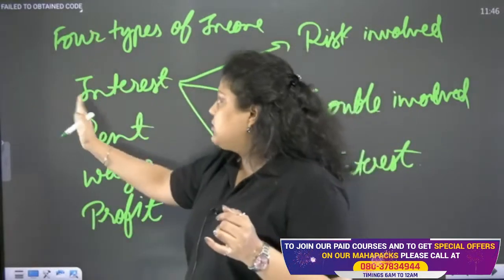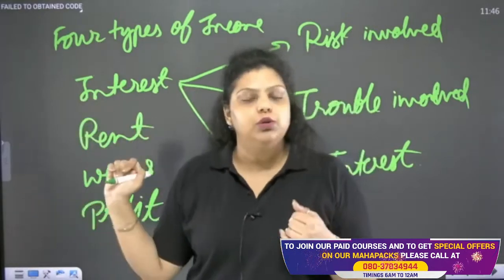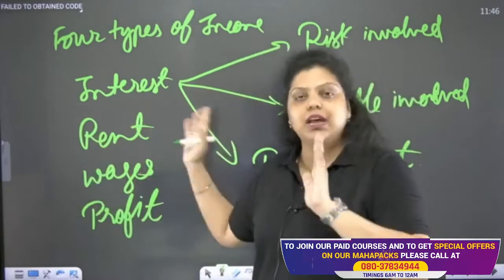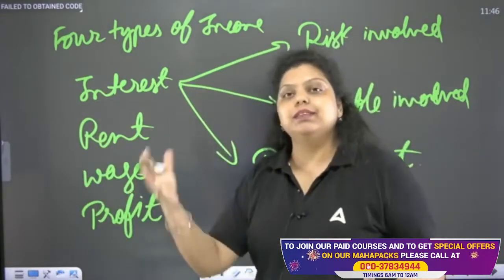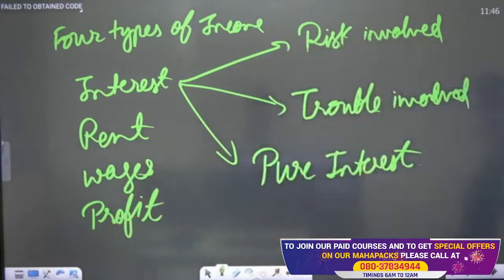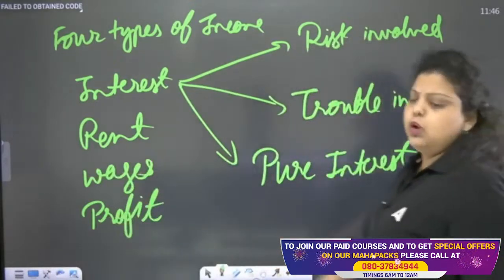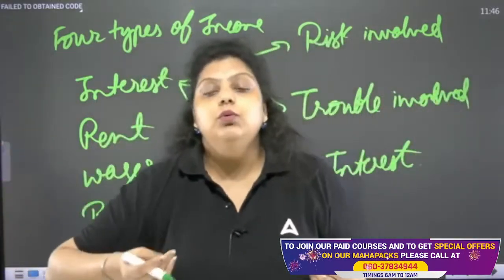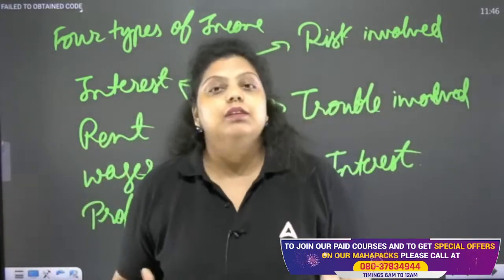Now, out of these 4 types, in the theory of interest, obviously we are going to talk about theories. Interest has 3 elements, from which you can decide what interest you want to charge. The first element is risk involved. Whenever a bank is providing a loan to a customer, or anyone is providing a loan to any other person, first they have to analyze the risk.